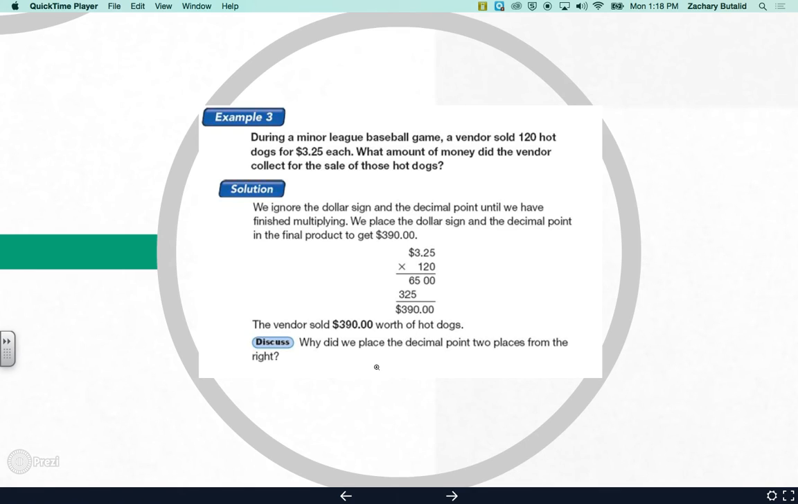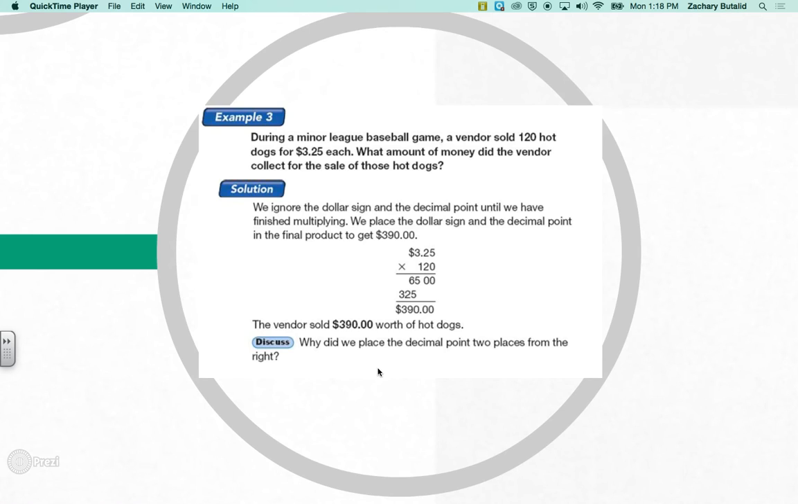So think about, why did we place the decimal point 2 places from the right? All right, fairly easy question since we've been doing this for a couple months now. But I want you to think about that, because I will ask you this again tomorrow.